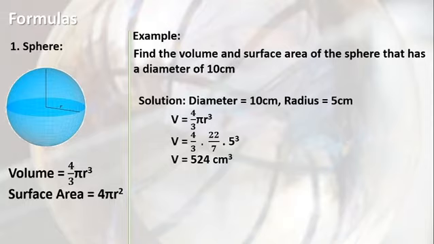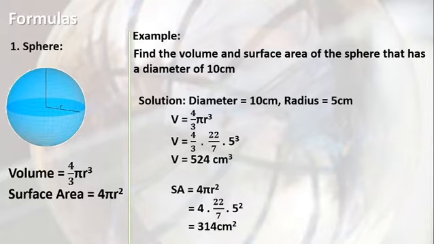Then the surface area is calculated by 4 pi r squared. So we insert values once again. 4 times pi, which is 22 over 7, times r squared. R is 5, so you have 5 squared. And when we perform our multiplications and division, we have approximately 314 centimeters squared.